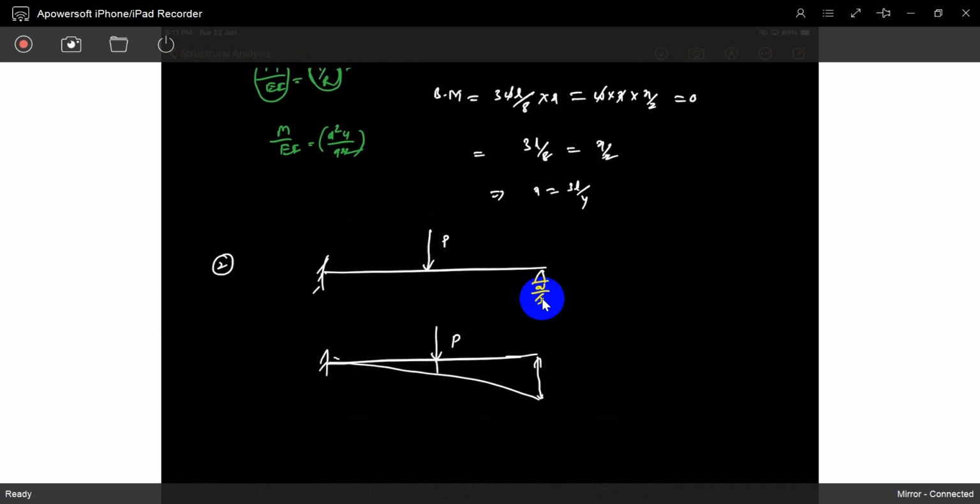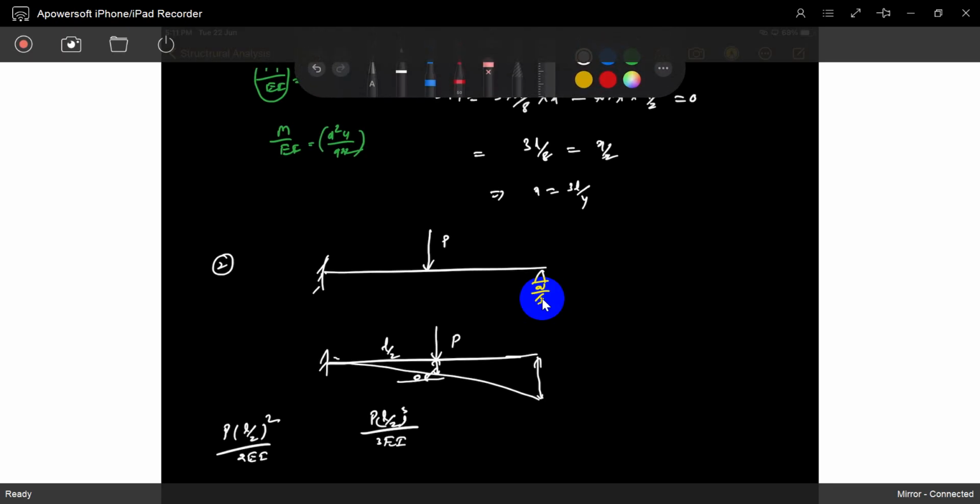So this is L by 2. What is the deflection? PL cube by 3EI. Now what is the rotation? Rotation is PL square by 2EI. Up to this point only the curvature and slope change. Later there is no bending moment change, so it will go by a straight line. See, this is the slope, this is the deflection, and this is the same thing.